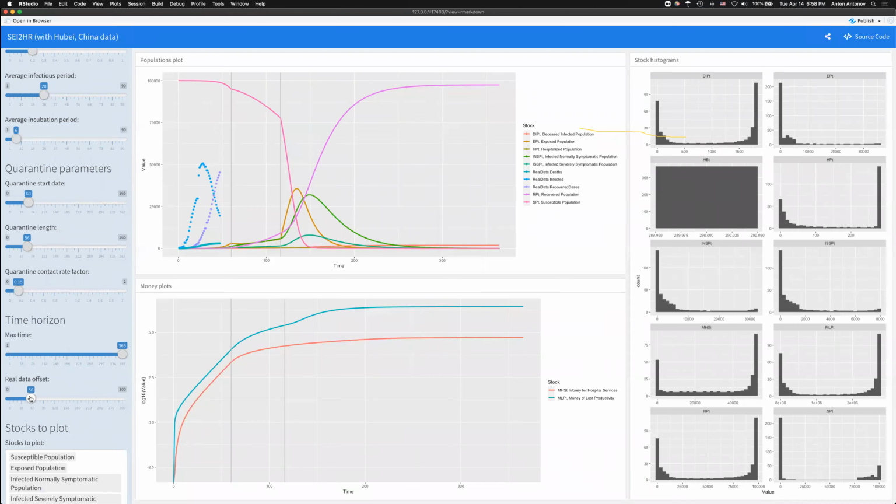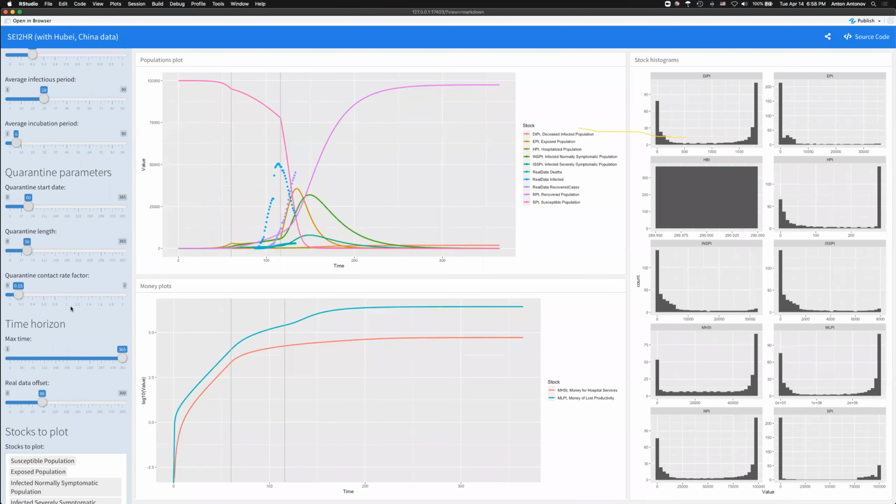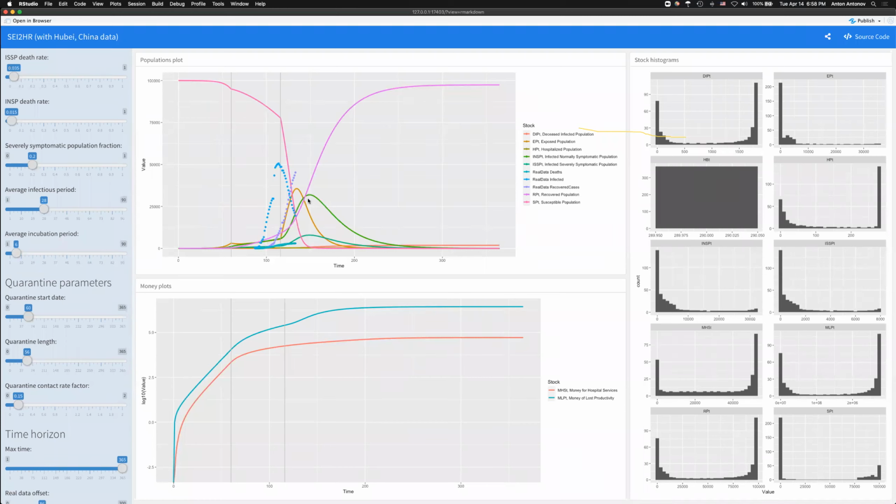I'm going to move the data because I assume that, say, the incubation period is 2 weeks, and then the infectious period is 30 days. I can actually try to get this data closer to what I'm having.